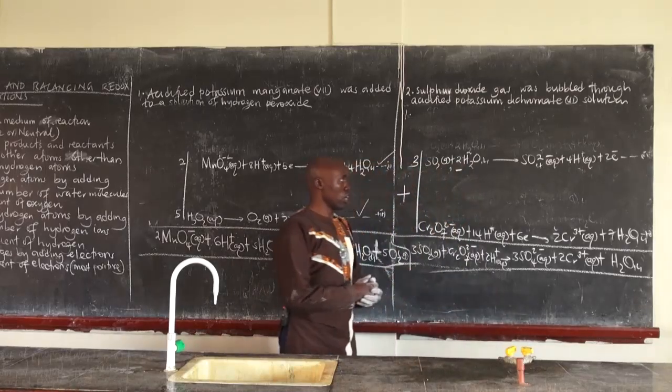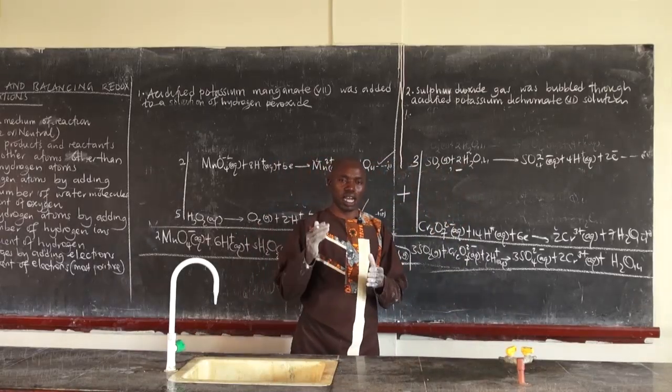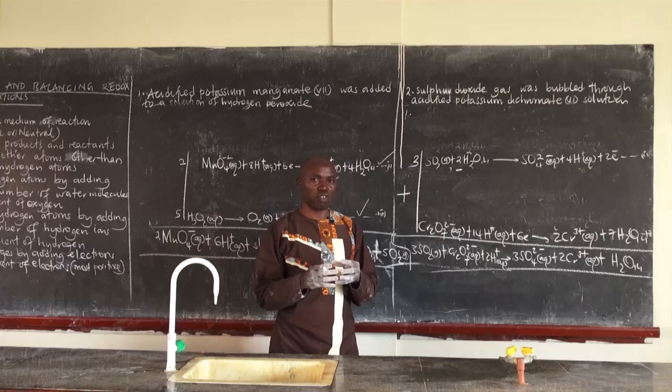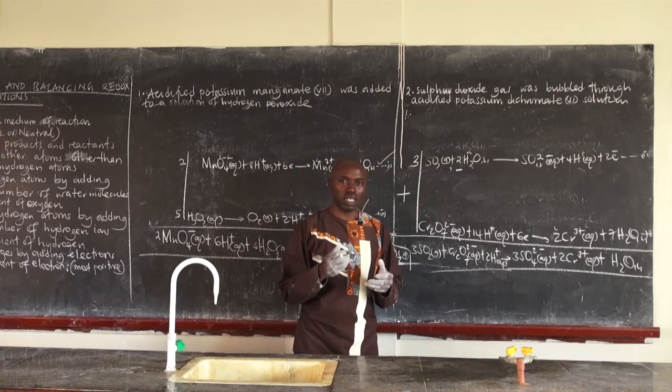So that's how you balance what we call the half equations, which you then add together to get the redox equation.